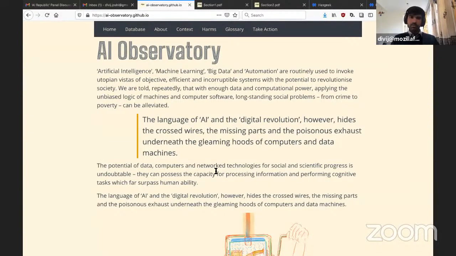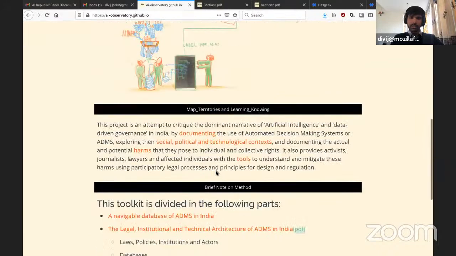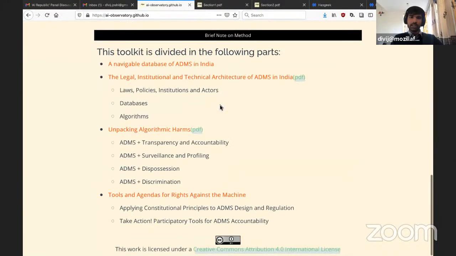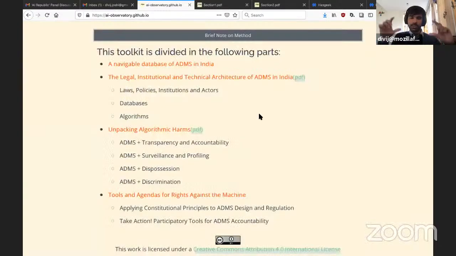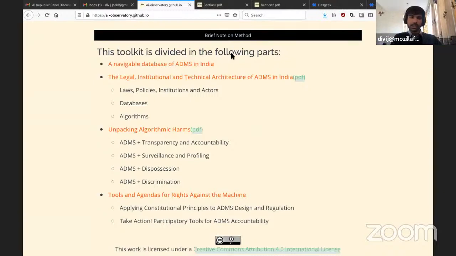So the project is structured in 4 parts very broadly, and you can look at that if you go right below. And these little pointers over here are actually expandable modals. So if you just want to see, for example, a very short note on the method that I've tried to follow, and the definitions I've used, you can just click there.